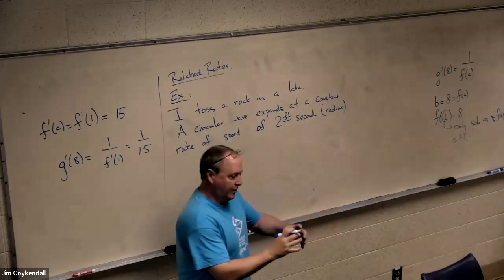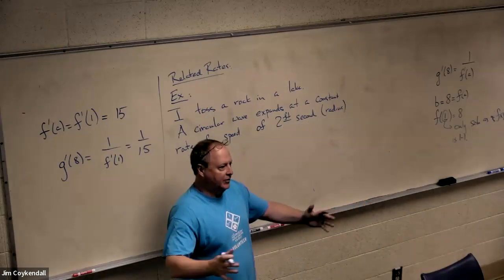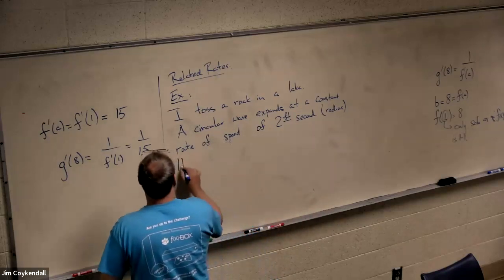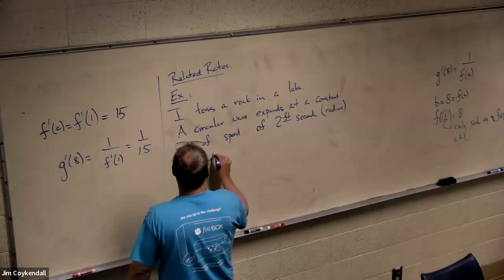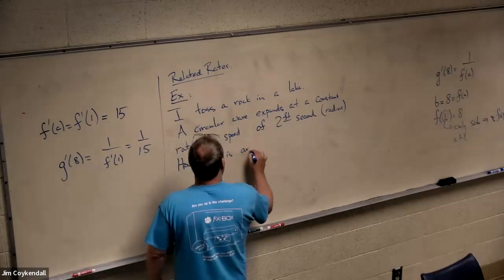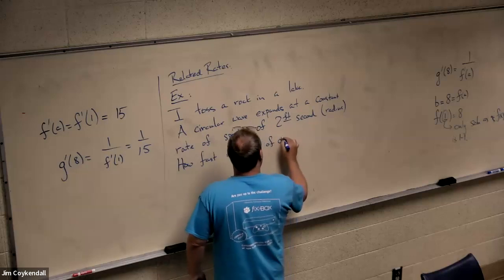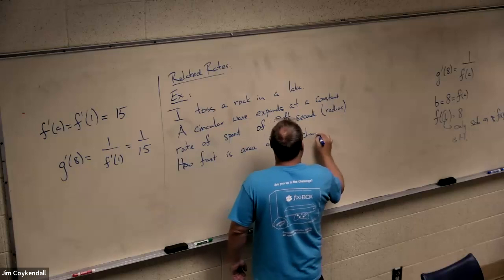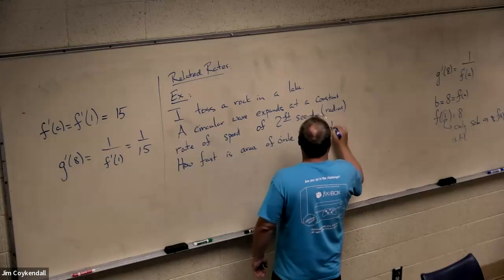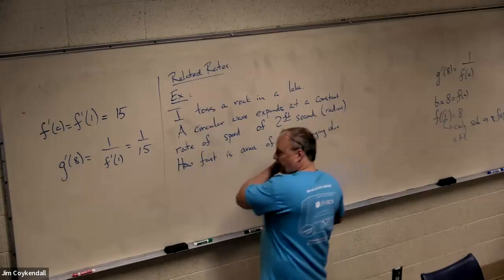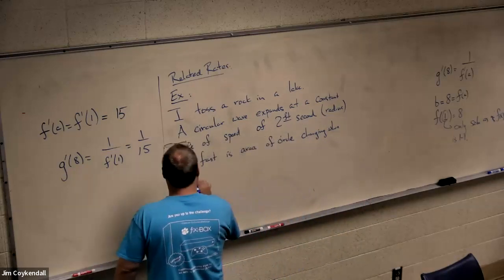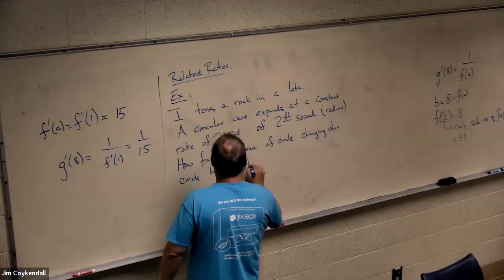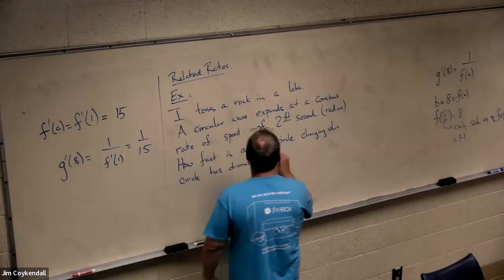We'll say that every second from where the splashdown point was, the wave moves out. How fast is the area of the circle changing when the circle has a diameter of, let's say, 20 feet?